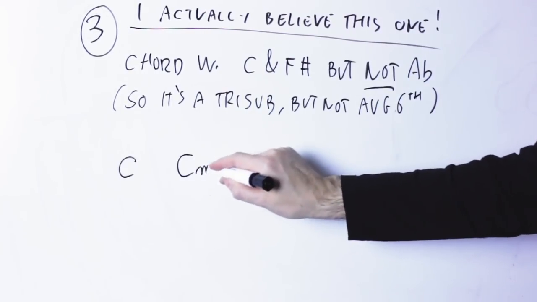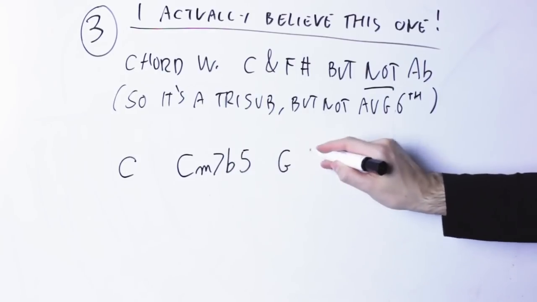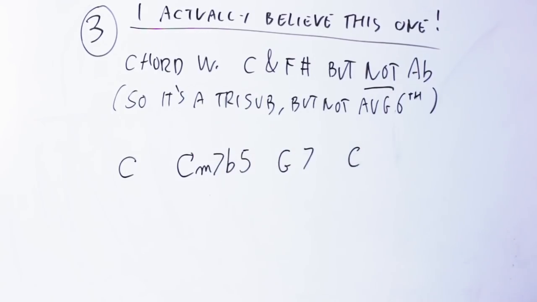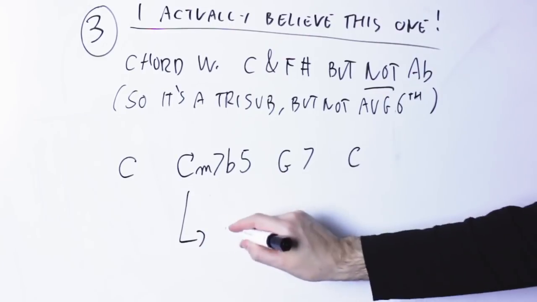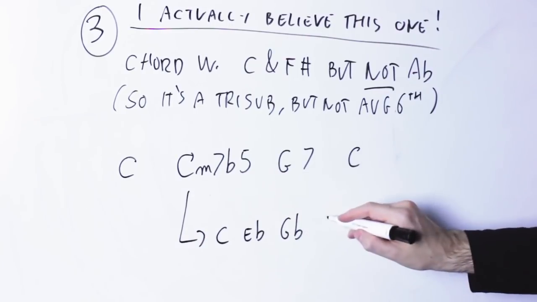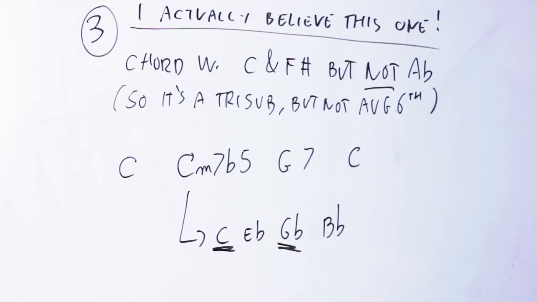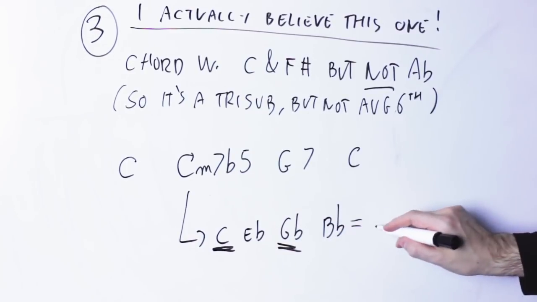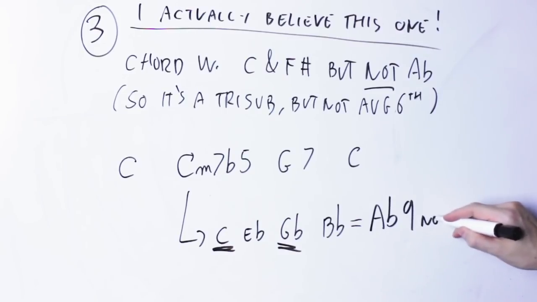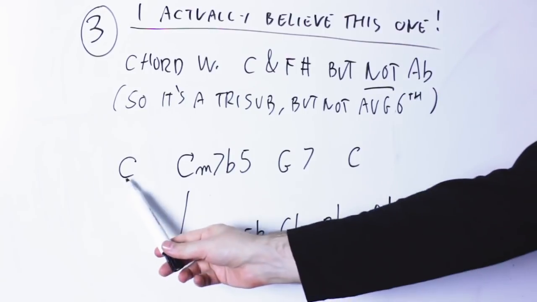An example would be a C minor 7th flat 5. This chord contains the notes C, E flat, G flat, that is an enharmonic to F sharp, and B flat. This chord is equivalent to an A flat 9 without the root. So we don't have an A flat note inside here, and this chord can definitely be called a tritone substitution of D7, even if it's not an A flat dominant 7th chord, because it's just a rootless A flat dominant 7th chord.